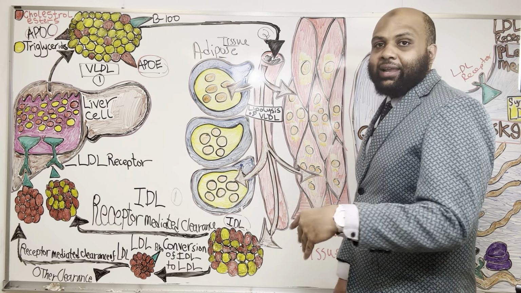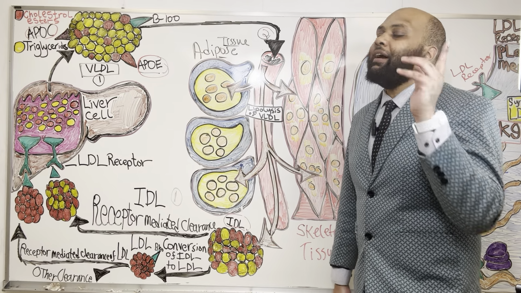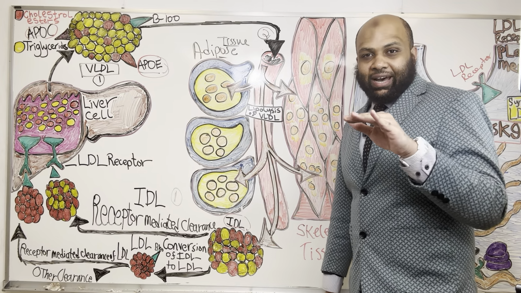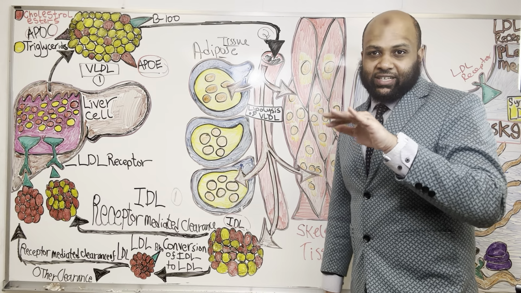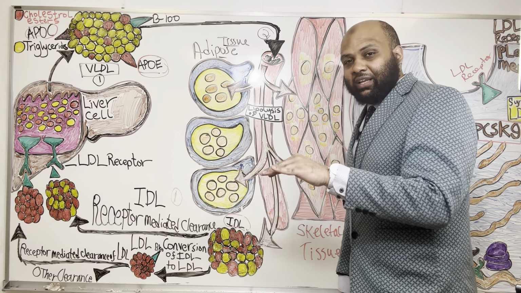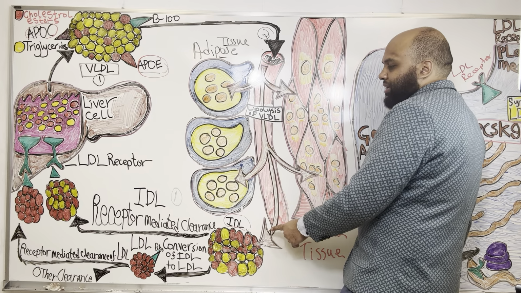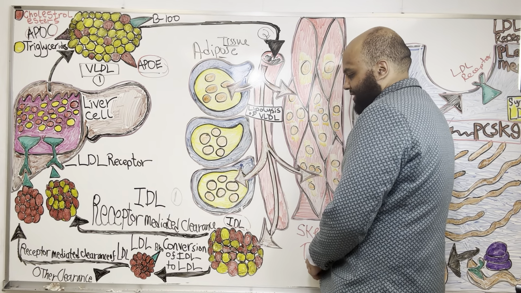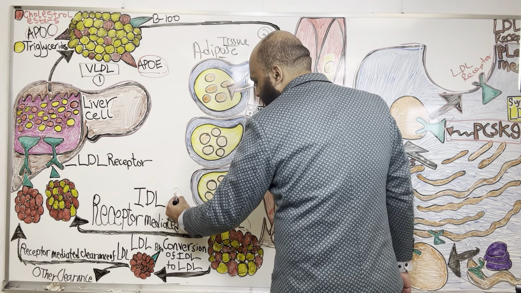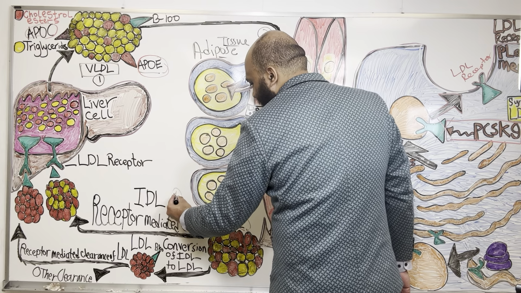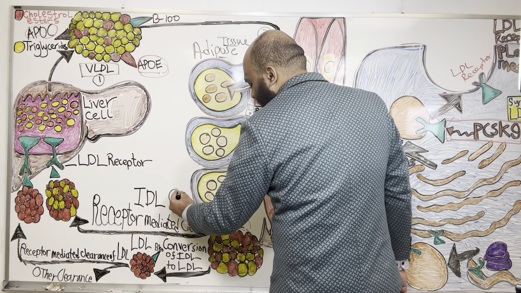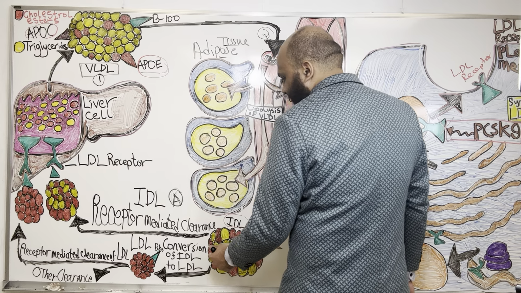LDL is more red than ever, with no yellow. But IDL is a transition phase, an intermediate phase between VLDL and LDL. So the IDL can be immediately, there are two pathways now: pathway A, and pathway B.